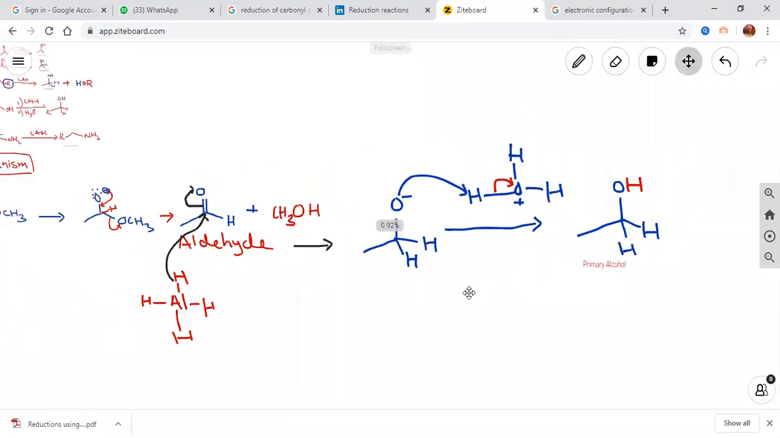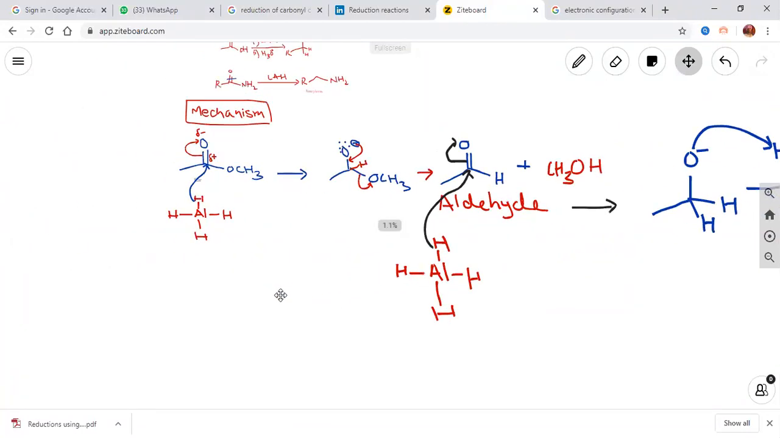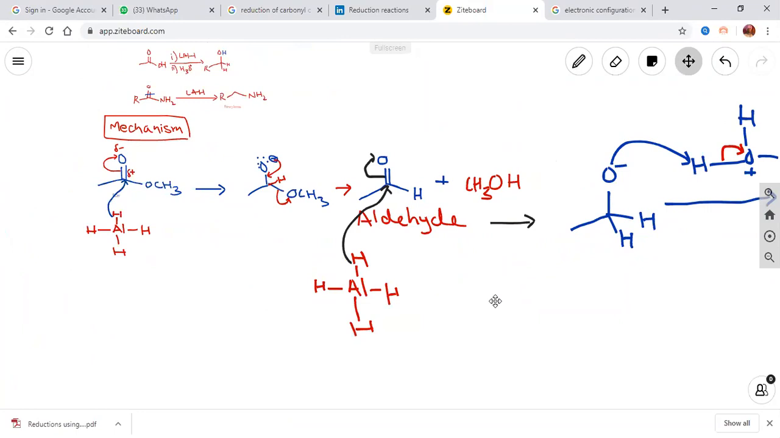Did you understand? Hello? Students? Yes, sir. We have taken for the mechanism in reduction of carbonyl compounds by lithium aluminum hydride. We have taken the example of an ester. Okay, so this is our ester.